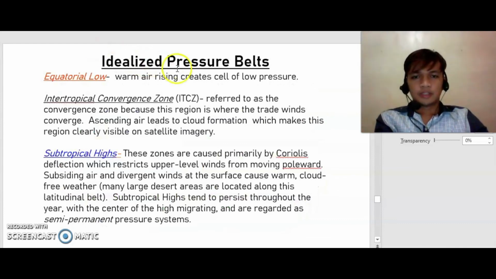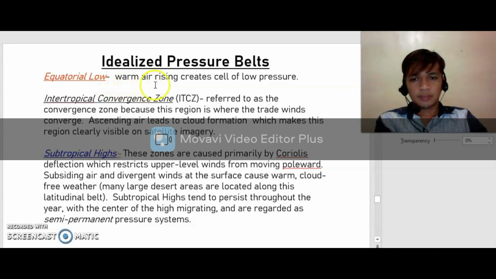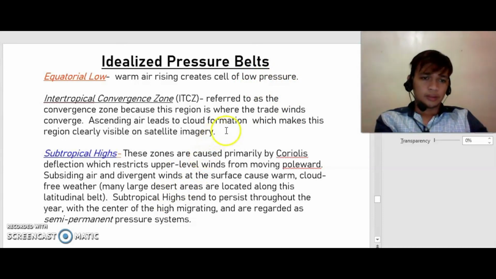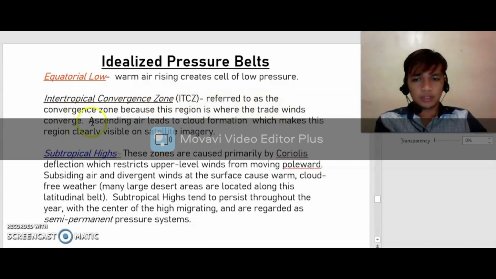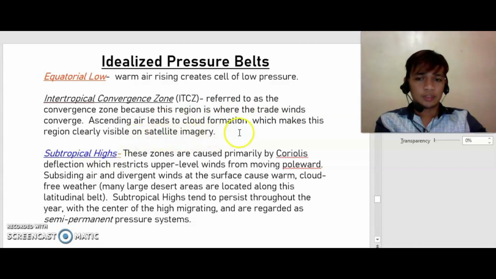Now, the idealized pressure belts at the equatorial low, you can see there warm air rising creates a cell of low pressure that will become later on a typhoon or a storm. So at the ITCZ or Intertropical Convergence Zone, this is referred to as the convergence zone because this region is where the trade winds converge, yung in-explain ko kanina. So ascending air leads to cloud formation, which makes this region clearly visible on satellite imagery because of those white colors of the clouds.